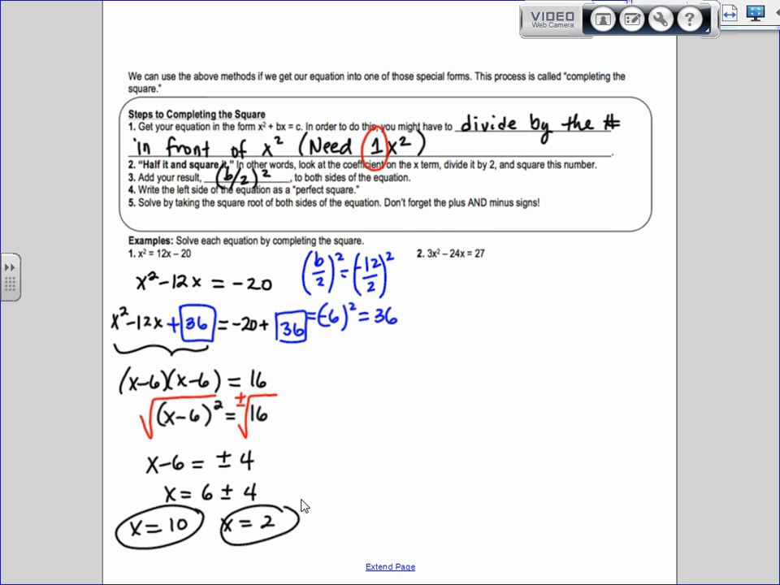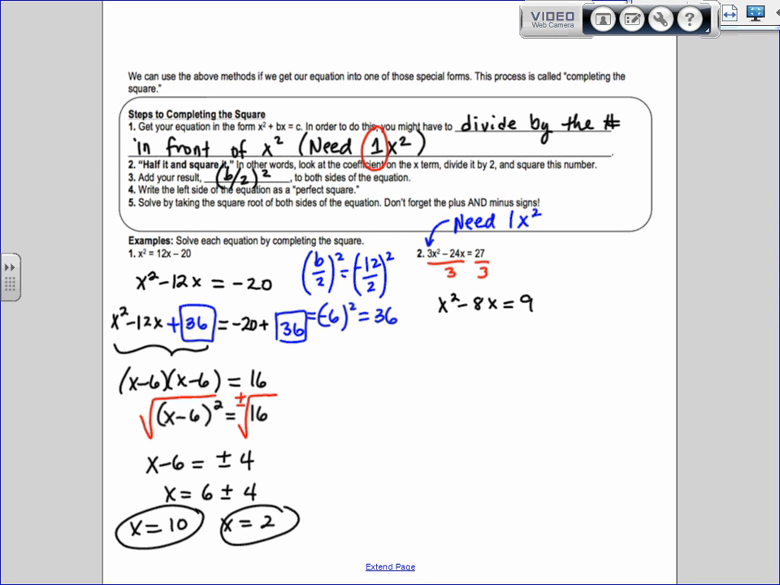So I have my x's on one side, but I need it to be a 1x squared. I don't want 3x squared. I want 1x squared. So I'm going to divide both sides by 3. So when I do that, I get x squared minus 8x equals 9. Did you have not divided by 3 and you said it? Nope, if you did not divide by 3, the complete the square will not work. It always needs to be x squared plus bx equals c form.